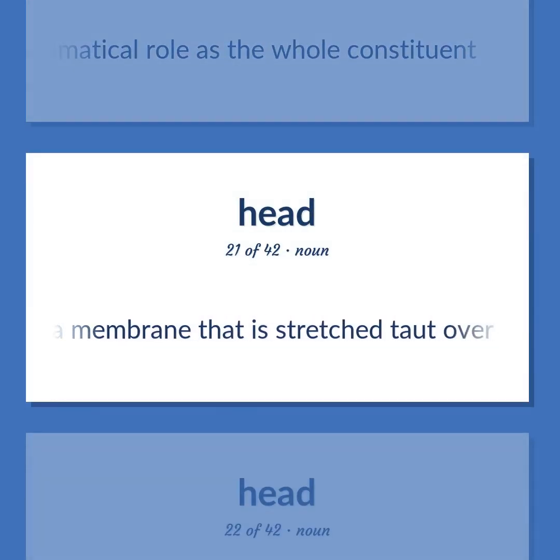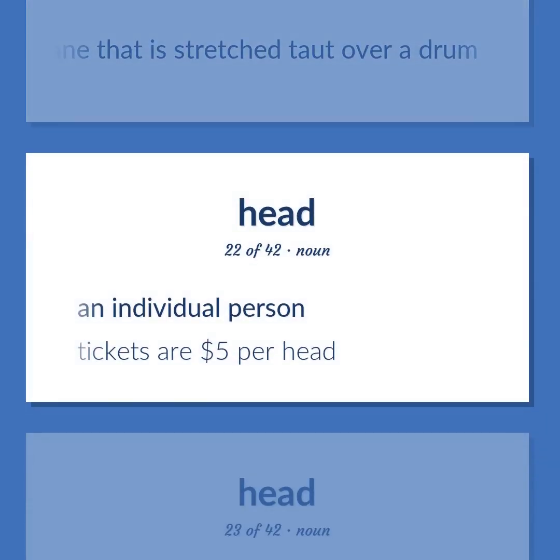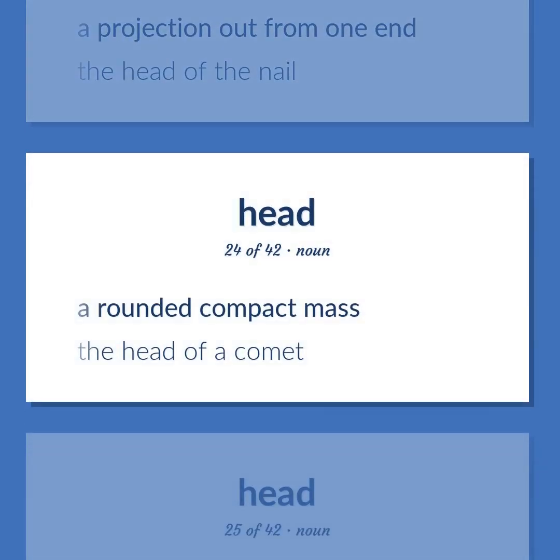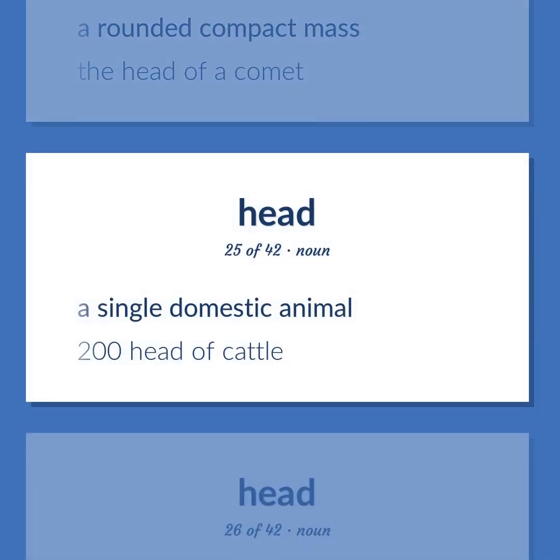A membrane that is stretched taut over a drum. An individual person. Tickets are $5 per head. A projection out from one end. The head of the nail. A rounded compact mass. The head of a comet. A single domestic animal. 200 head of cattle.